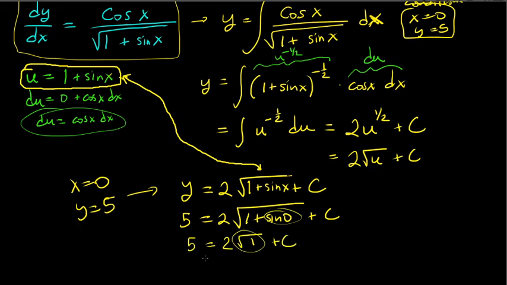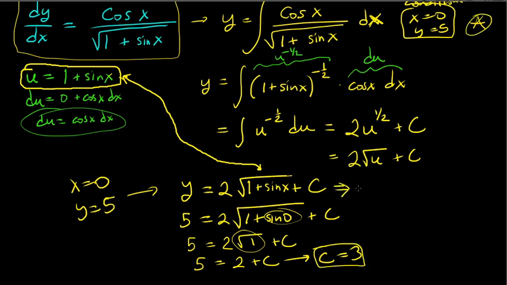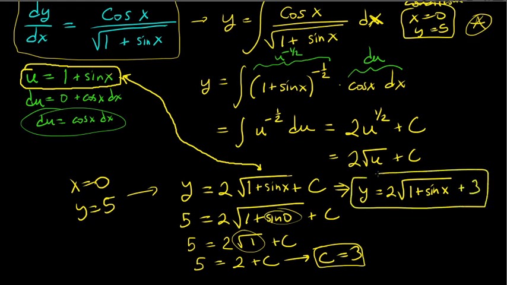But the square root of 1 is just 1. So you get 5 is equal to 2 plus c. So subtract 2 from both sides. c is going to be 3. So because of this initial condition way up here on the right, we know what c is. So now my y is just 2 times the square root of 1 plus sine x. Sorry, I forgot the 1 there. And then remember, c is 3, so this is plus 3. So there is our final answer.